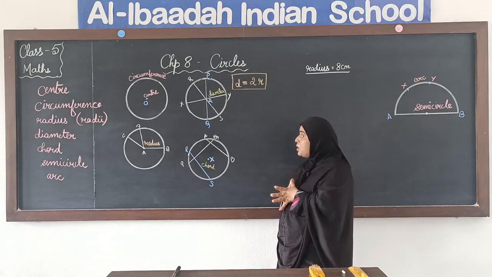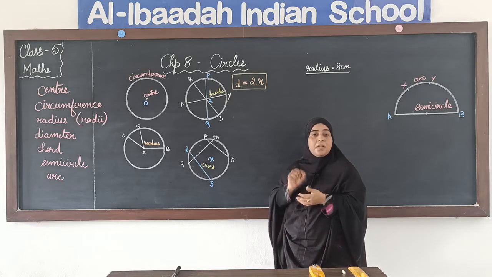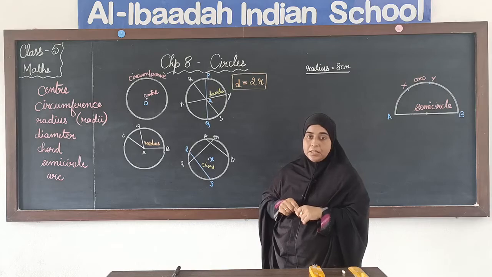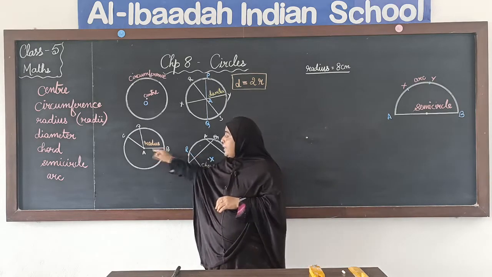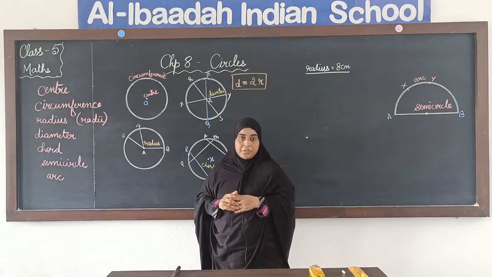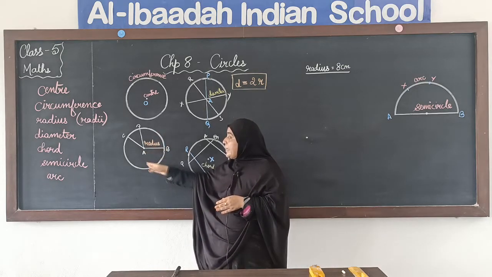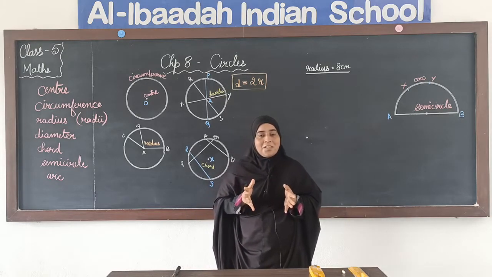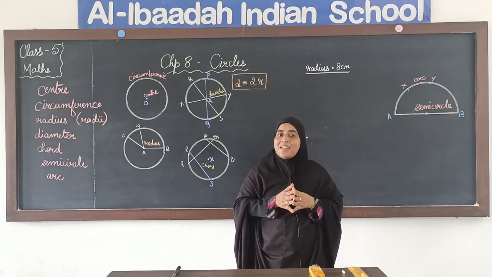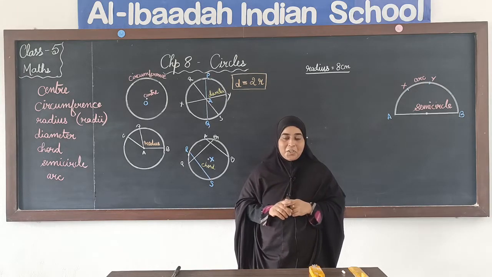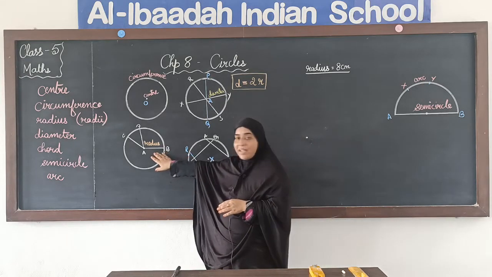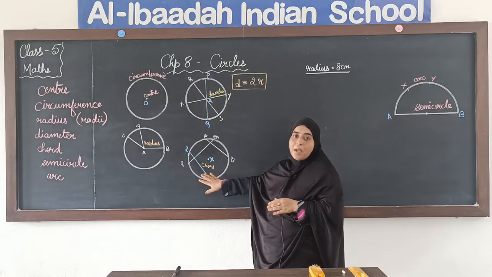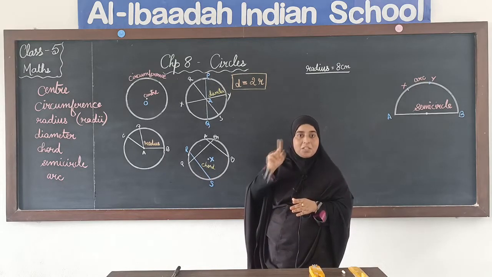I hope you have understood. Center is the middle point on a circle. Circumference is the boundary of the circle. Radius is the line from the center to the circumference. So a circle can have any number of radii. Can a circle have many centers? No. A circle can have just one center. Okay, but whereas it can have many radii, it can have many diameters and it can have many chords, but center will be just one.